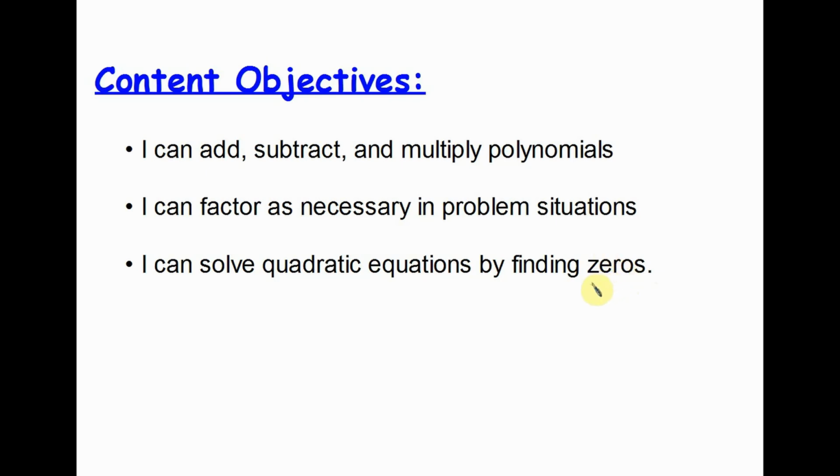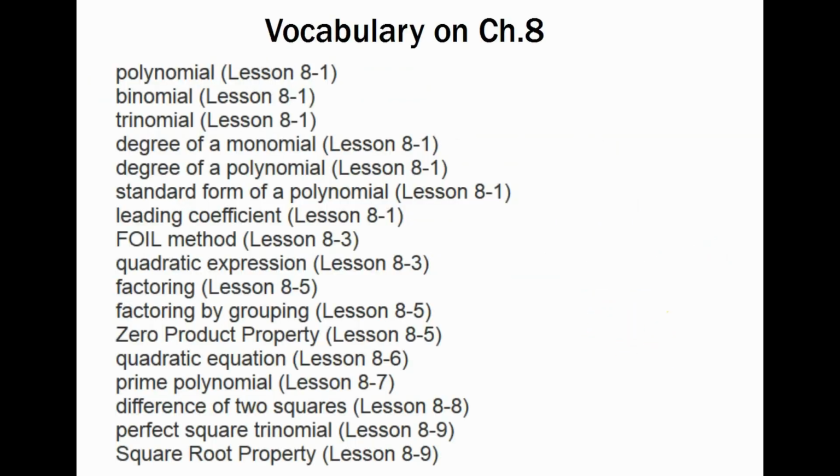For those of you who are not sure what the zeros are referring to, these are similar to your x-intercept where y is equal to 0. Also, we'll be finding this using the zero product property. Here are some vocabulary words that you have learned throughout this chapter.